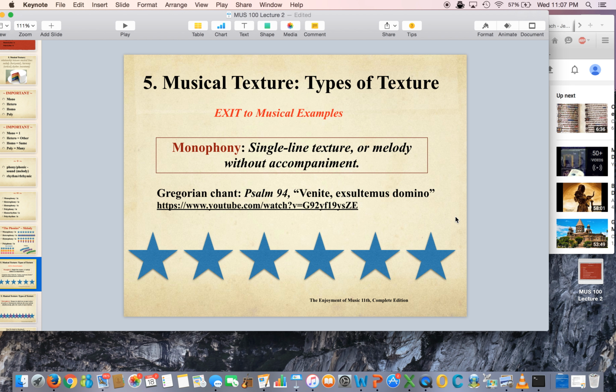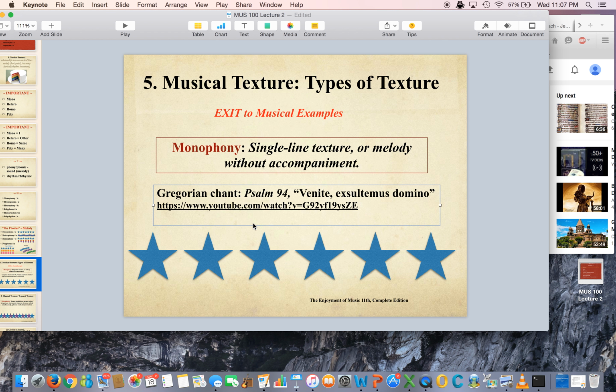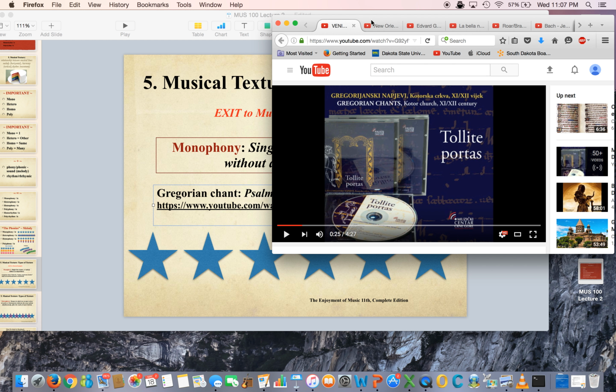You hear there's several men singing that same melody together, but because there's no other melody and no chords, that is called monophony or monophonic. This is a particular style of music which is called Gregorian chant. So that's your first example.